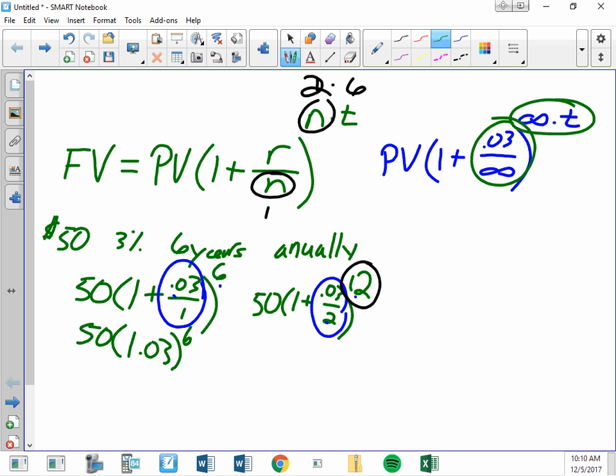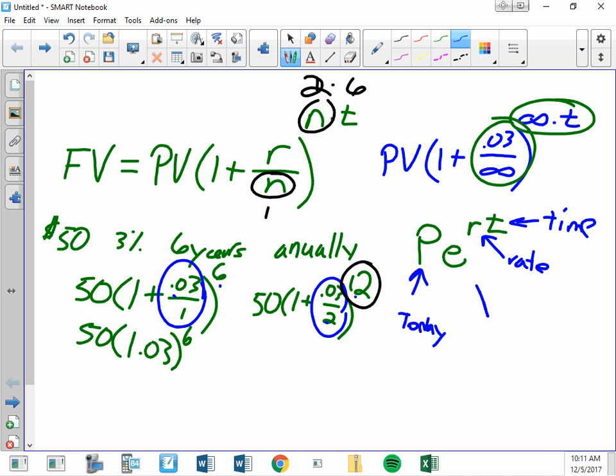And it turns out that this formula simplifies down into P times E to the RT, where this is today, and this is the rate, and this is time, and this is the exponential number, which is about 2.71. And it goes on forever just like pi. And that's where E comes from.